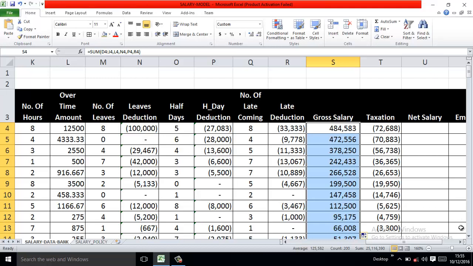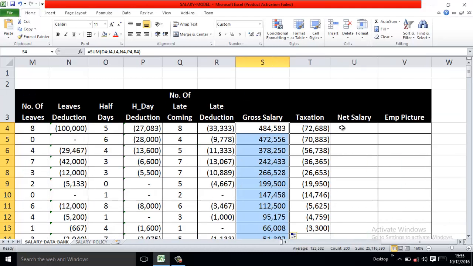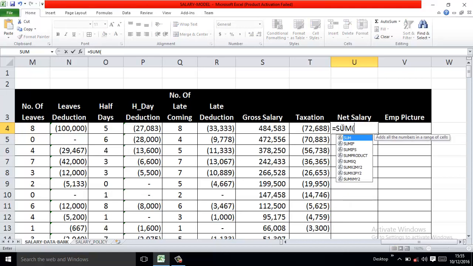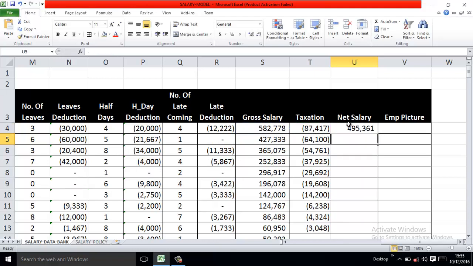Now taxation is applicable over here. Here we go to calculate the net salary, and that is the sum of gross salary plus, in this case, taxation, that is obviously deducted. So we got this gross salary.